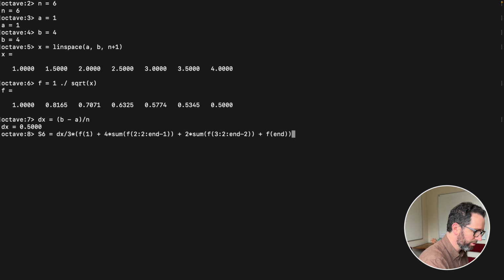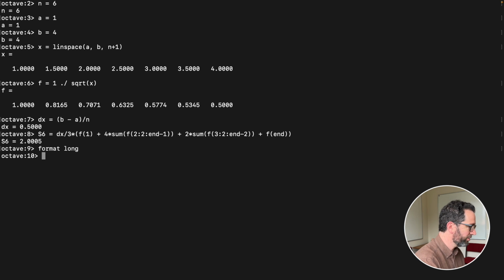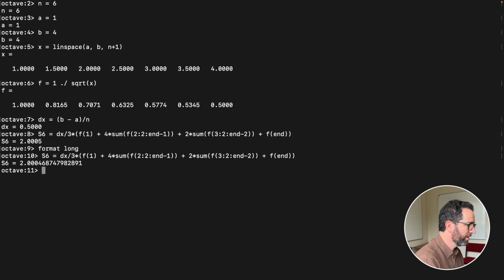and that should give us, just checking my brackets matching, hopefully an approximation of our integral, 2.005, and let's just change the format so we get some more decimal places. Do that calculation again, and we get 2.004. I'll just make a note of that on my notes. Equals 2.00047.